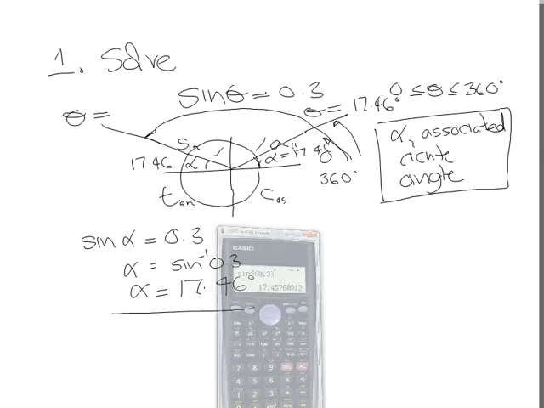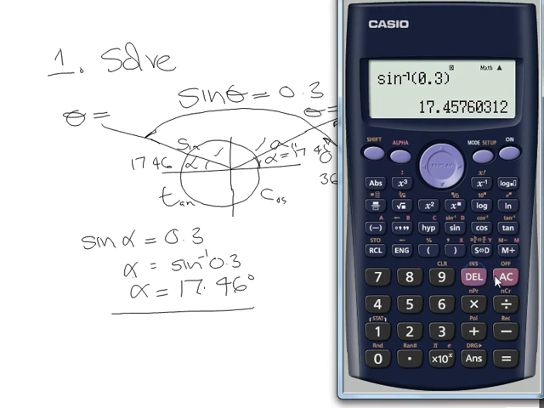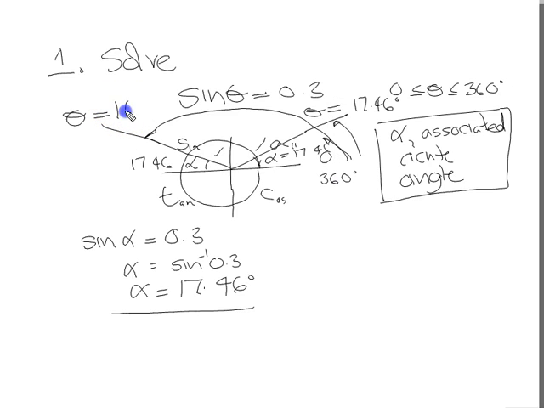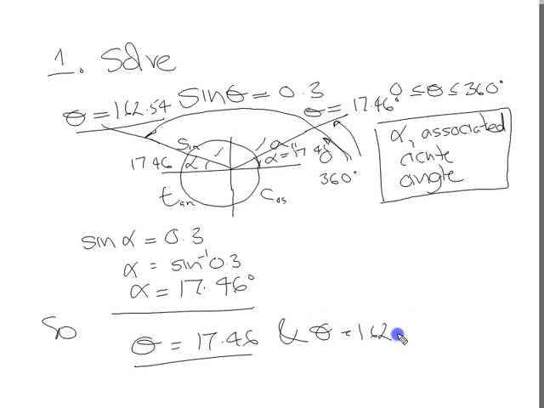So we just pop that in the calculator then. 180, take away 17.46. And what do we get? Let's have a quick look. We get 162.54. So theta is 162.54. There we go. So our solutions between 0 and 360 on this circle for this trigonometric equation are theta equals 17.46 to 2dp and theta equals 162.54.